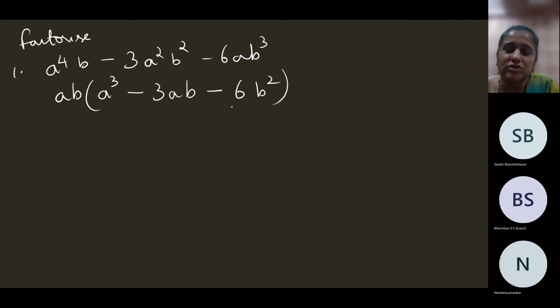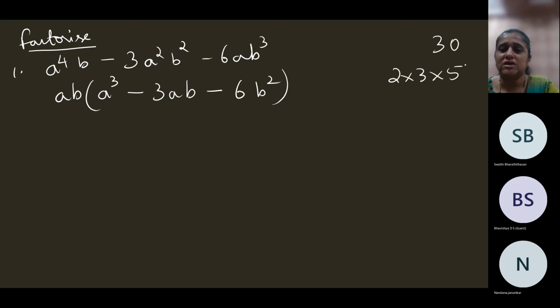When we factorize, the final answer will always be a product of the factors. When we say factorize 30: 2 threes are 6, 6 fives are 30. So 30 is equal to 2 into 3 into 5. If the question is factorize 30, we'll write 30 as a product of its prime factors. We'll not write 30 is 10 into 3. So in mathematics, when we say factorize, it is writing the given number as a product of its prime factors.